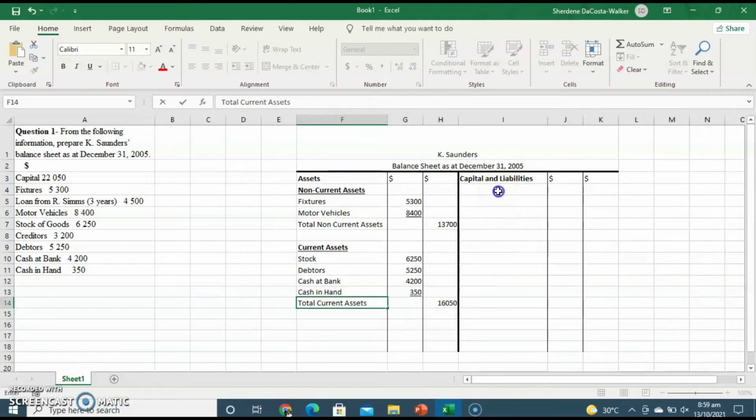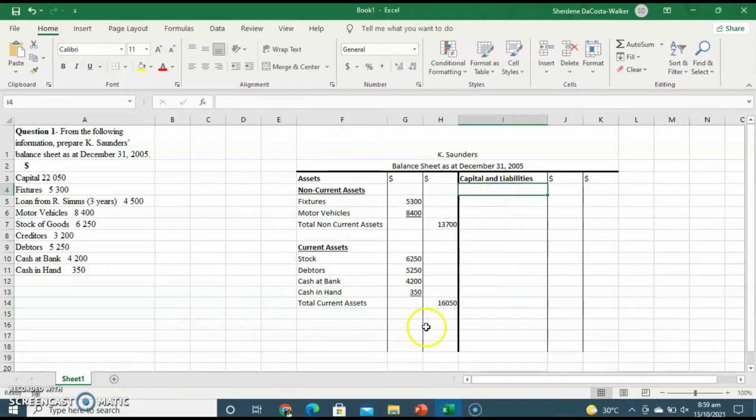Alright, and then I'm going to start my next side. I won't find a grand total as yet. I want to ensure that this side is okay. So I'm going to have capital. Go and put it in the second column because there's only one figure for capital. And then I'm going to start with my long-term liabilities.